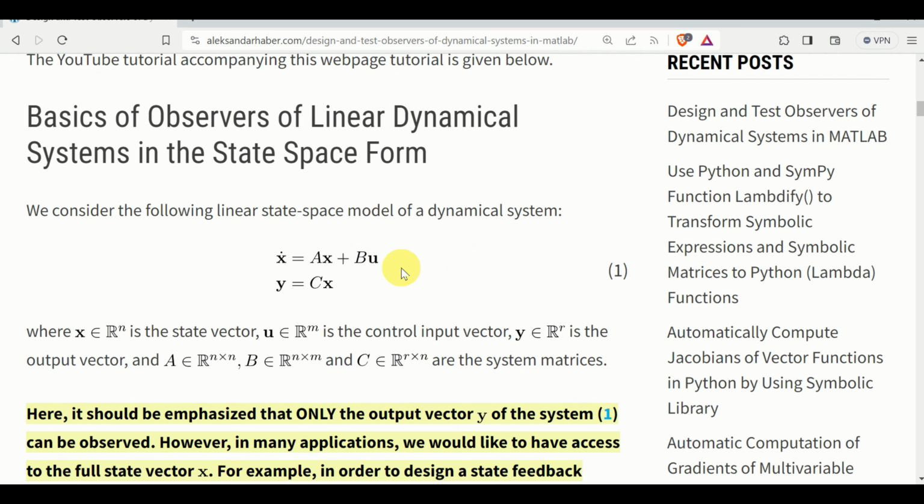This motivates us to develop an algorithm that will estimate the state vector x from the time sequence of the observed output vector y. Such an algorithm is called an observer in the control engineering literature. To summarize, the main goal of our observer is to estimate the state of the system from the measurements of the output vector y.